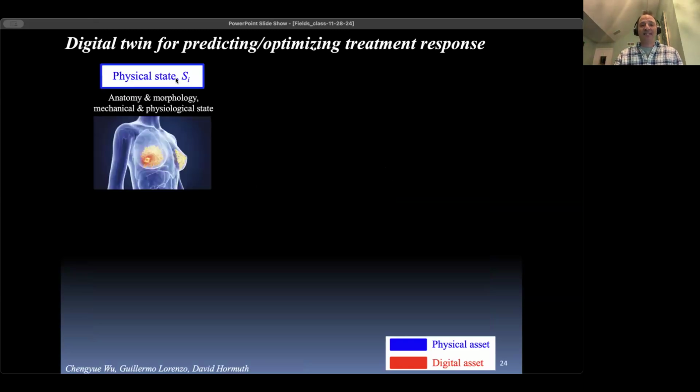A patient presents, and they have their physical state, call it S sub I. We're indexing it here on I because this is an iterative process. The patient doesn't just come in, get treated, and get turned on their way. They get treated and then there are follow-up measurements, and it's a cyclical, iterative process. So the patient presents with their physical state that exists in the real world, with their own anatomy, physiology, and tissue with certain mechanical properties, etc.